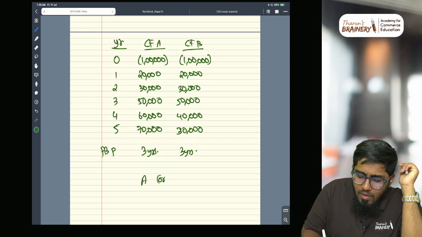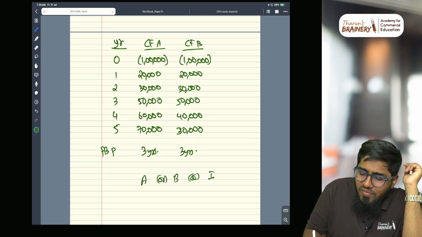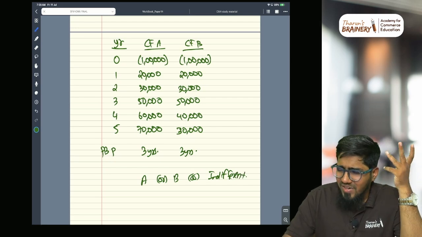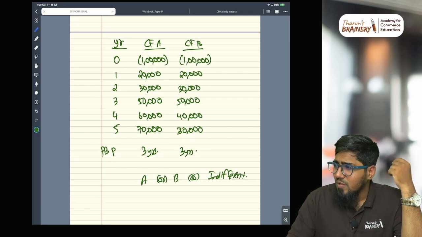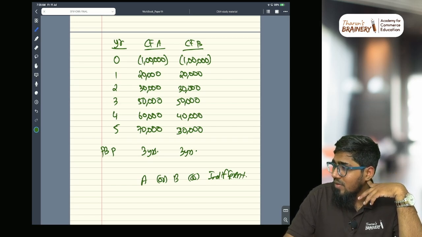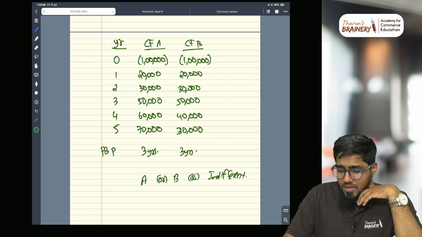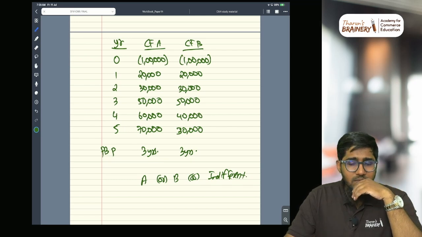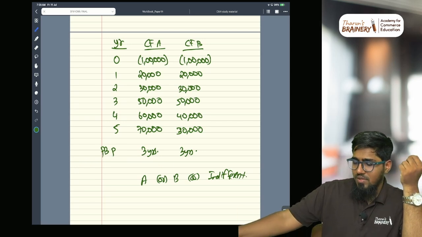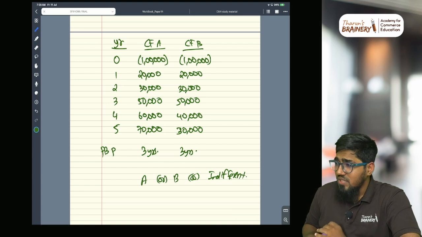A or B or indifferent? Please tell me, A or B, or indifferent, sir. Anything is fine, A is also fine, B is also fine. So Santana is telling A, Malolan is telling A. Others, no, indifferent. See, A's payback period is 3 years, B's payback period is also 3 years. Then why are you selecting A? Please tell me the reason now.